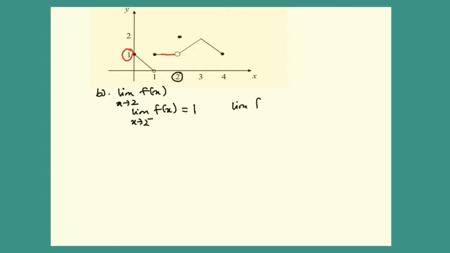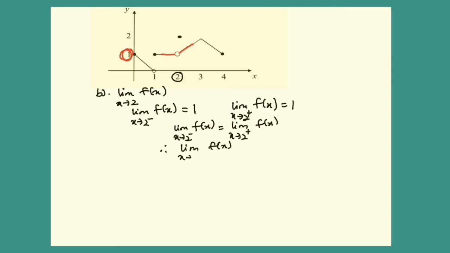And for limit f(x) as x approaches 2 from right, when x approaches 2 from right, y approaches 1. Here is 1. Okay, limit f(x) as x approaches 2 from left equal to limit f(x) as x approaches 2 from right. Therefore, limit f(x) as x approaches 2 equal to 1.